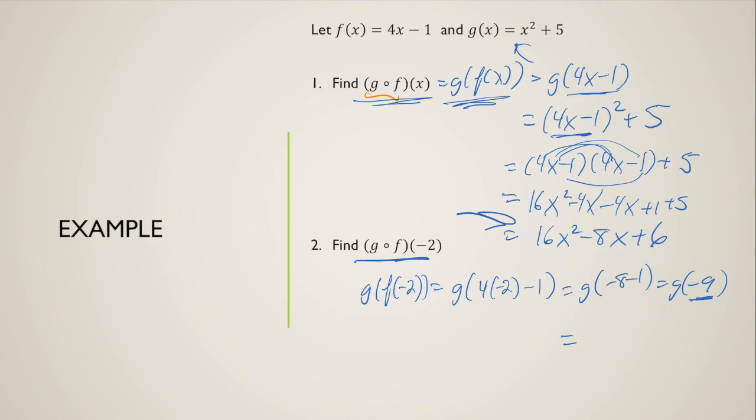I'm going to plug negative 9 in for x in g. So I've got negative 9 squared plus 5. Well, when I square negative 9, it becomes a positive 81. Plus 5, my final answer is 86.